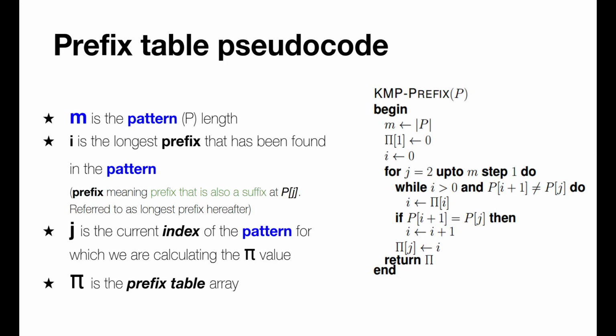Now we will show you the pseudocode for generating the prefix table. Here is the pseudocode, but firstly we shall go through some variable definitions. The pattern length is denoted by P. The longest prefix that has been found in the pattern is denoted by I. But in this case, prefix actually means the prefix that is also a suffix at the jth index in our pattern P. This will be referred to as our longest prefix hereafter. J is the current index of the pattern for which we are calculating the prefix value for. The prefix table is denoted by the letter pi.